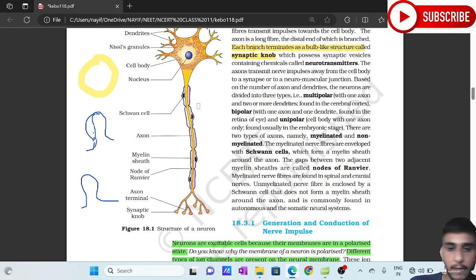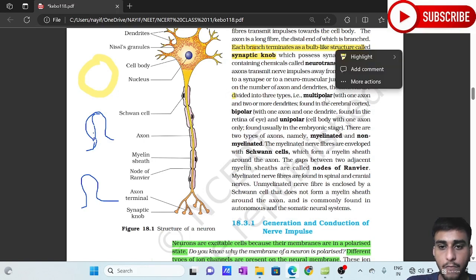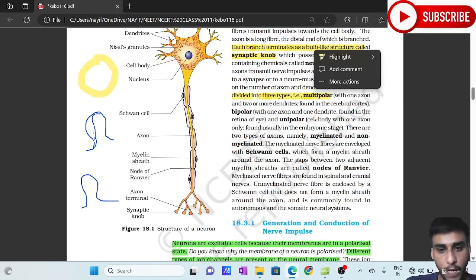So this is the thing. Neurons can be divided into three types: multipolar, which means they contain one axon and two or more dendrites; bipolar, one axon and one dendrite; and unipolar, a cell body with one axon, usually found only in the embryonic state. Actually, these are the types of neurons.